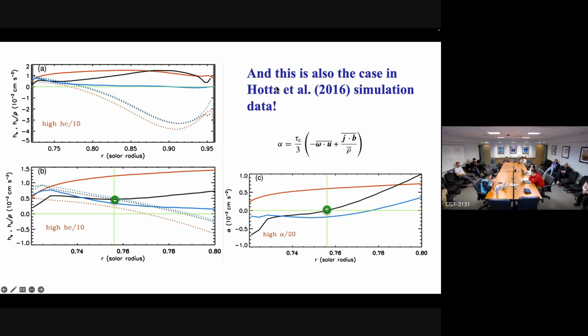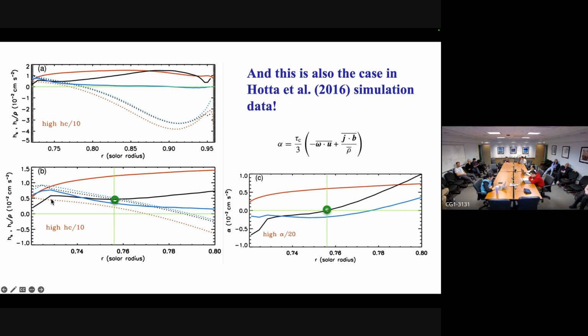And we found that exactly is the case also in Hotterson's numerical data. If you look, this is the current helicity. The red line is the current helicity for the high case, but I divided it by 10 because their current helicity is very large, so I can put it in the same frame. Here you see their current helicity high case, and this is their kinetic helicity.